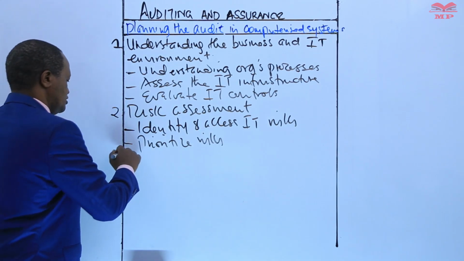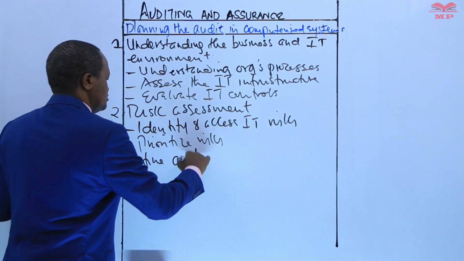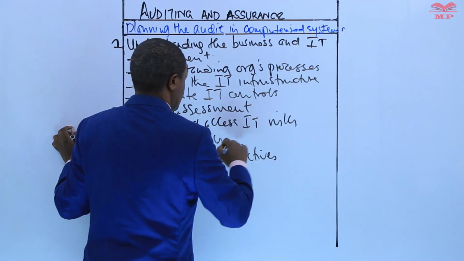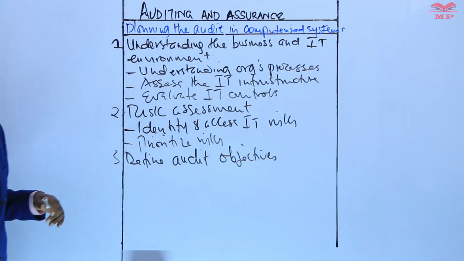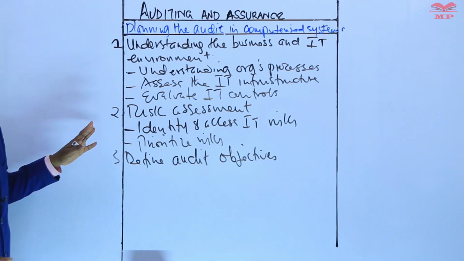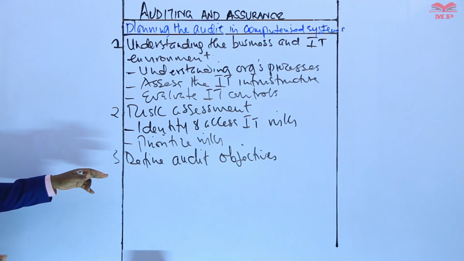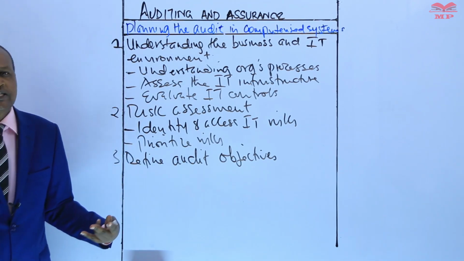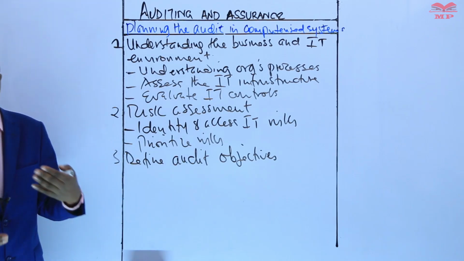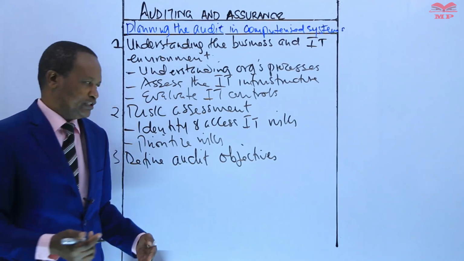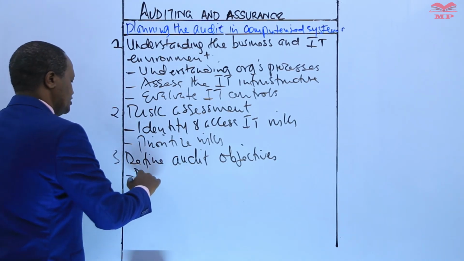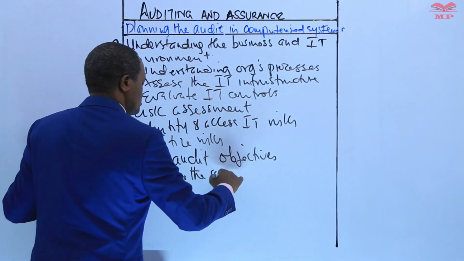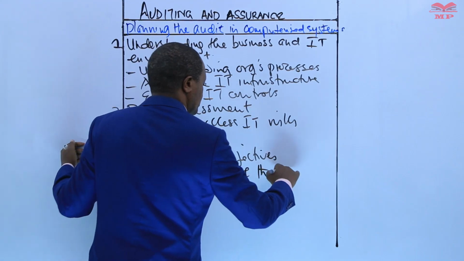Three, define audit objectives. When planning the audit in a computerized environment, the third step is to define audit objectives. And you define audit objectives by determining the scope of the audit. You first of all determine the scope of the audit.